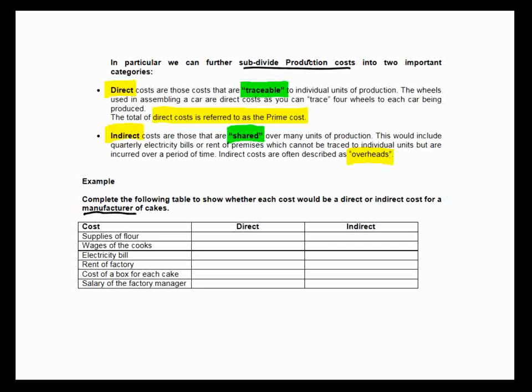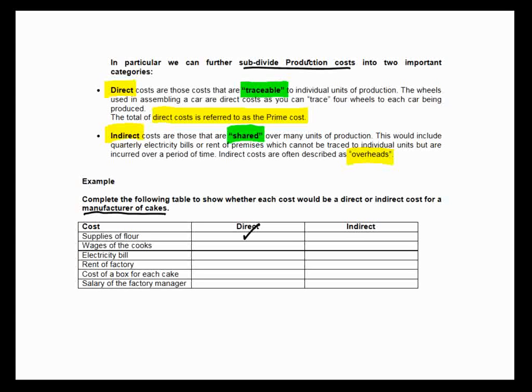Well, we're looking here at a manufacturer of cakes. Well, what about the supplies of flour? Well, I'm guessing they're buying the flour to make the cakes. I'm imagining that there'll be a certain amount of flour required for each cake. So let's say they need 0.5 kilogram of flour to make each cake. You could trace 0.5 kilogram of flour to each unit that they're producing. So I think that the supplies of flour would be a direct cost, can be traced to each unit.